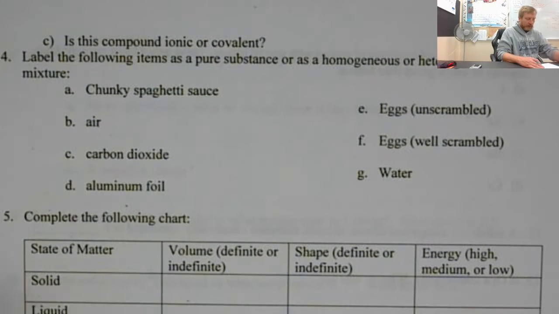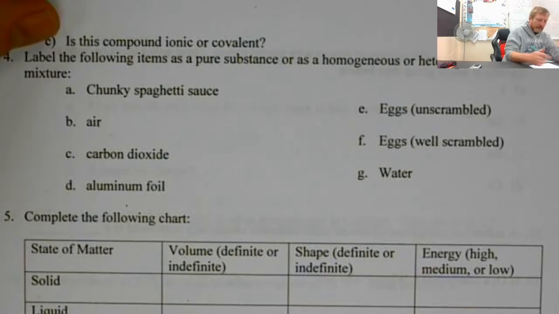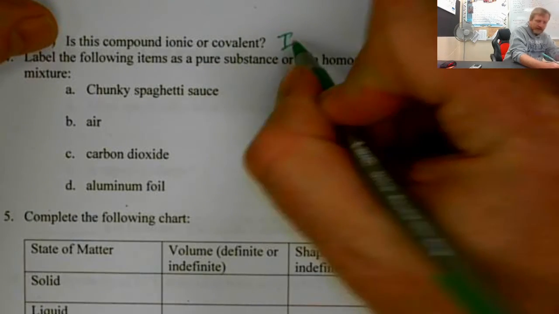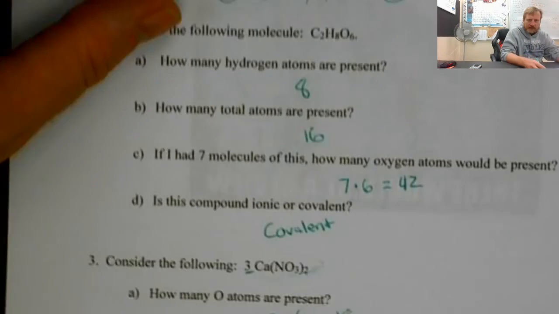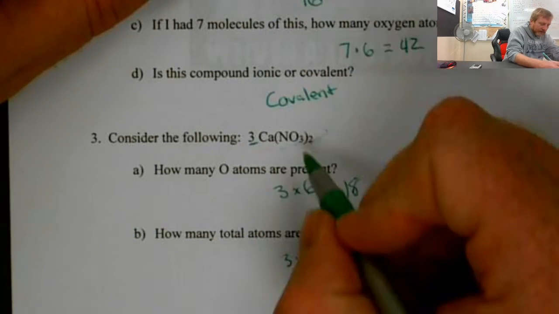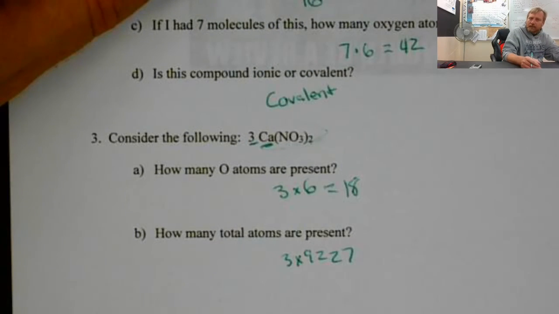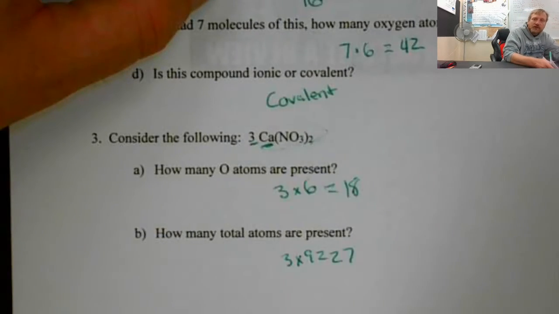Compound ionic or covalent? As I mentioned, this compound is ionic. This is the one on the previous page, and that is because calcium is a metal. As soon as we find that there's a metal present in the compound, we know it must be ionic.